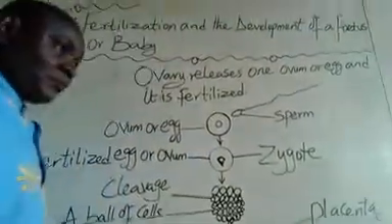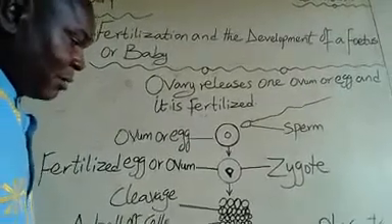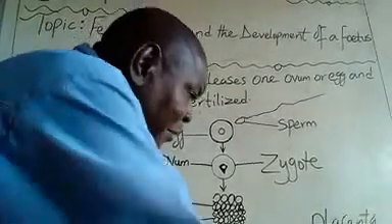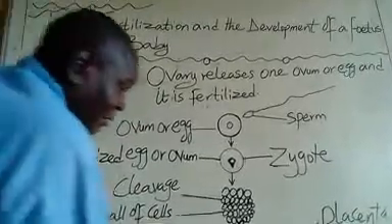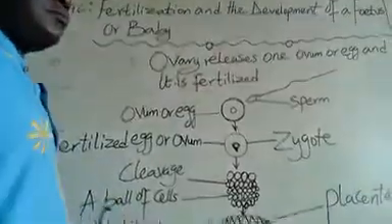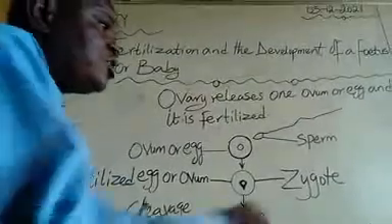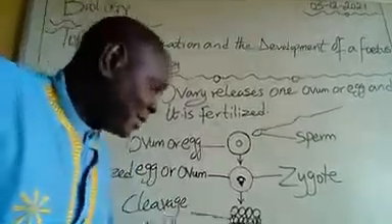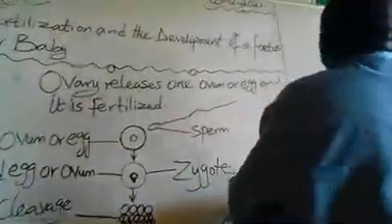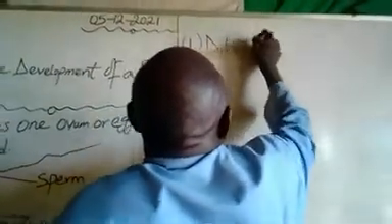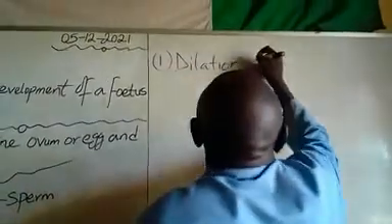When a woman is pregnant and it's about giving birth, there are steps to be followed. Those steps are: 1. Dilation of cervix.